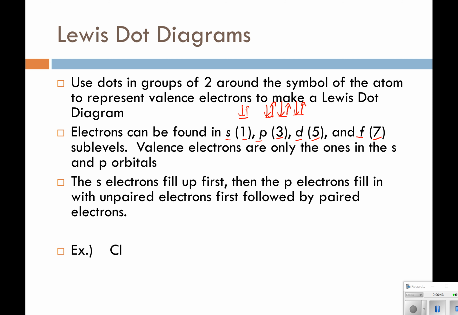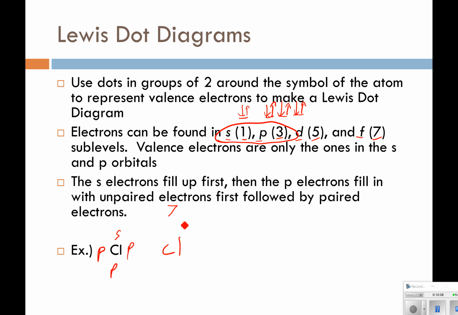So chlorine, to see an example of this, has in its valence shell 1 S orbital and 3 P orbitals, as we can see from up top here. Now, each orbital can hold 2 electrons. So chlorine has 7 valence electrons.